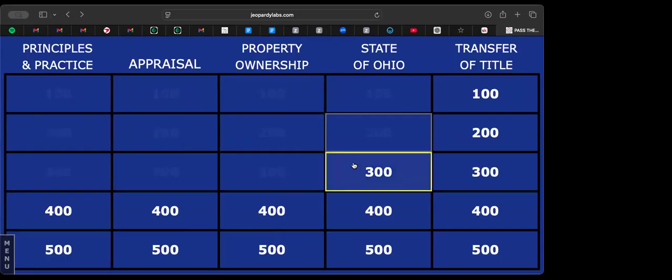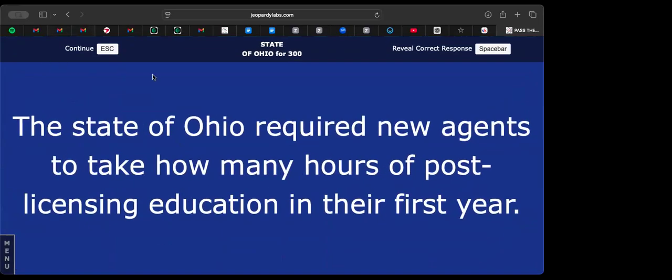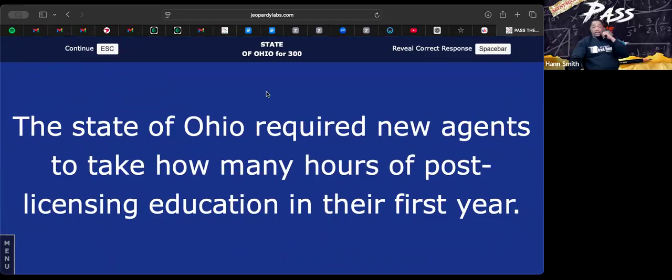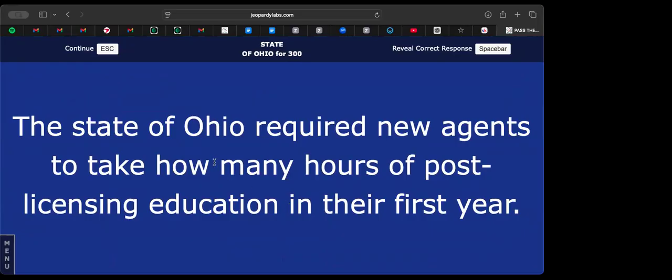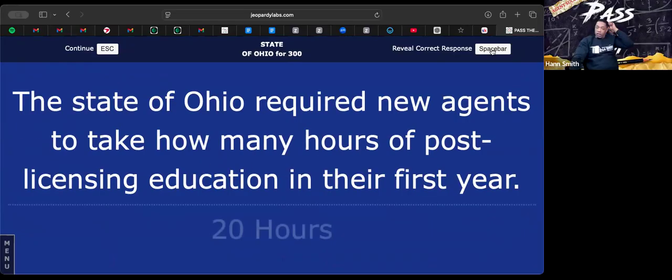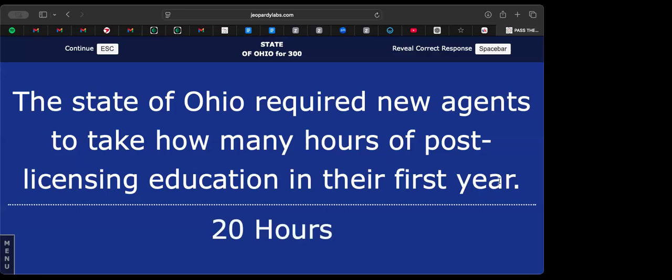300 for them. That's continuing ed. That's not continuing education. Post licensing education. When you get out of your first year of real estate, you're going to have to take a class, and it's this many hours. Was it 9? No, it's going to be 20 hours. 20 hours. Yeah.